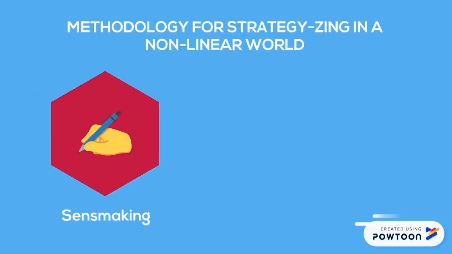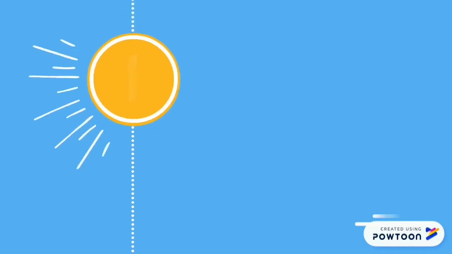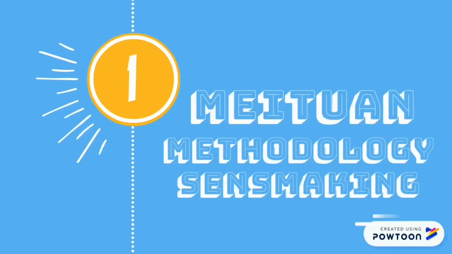When we look into the methodology of strategizing in a non-linear world, we need to pay attention to three aspects: sense making, connecting, and deploying. In the rest of the video, we will discuss Meituan's place in those three aspects. Let's first start with sense making.